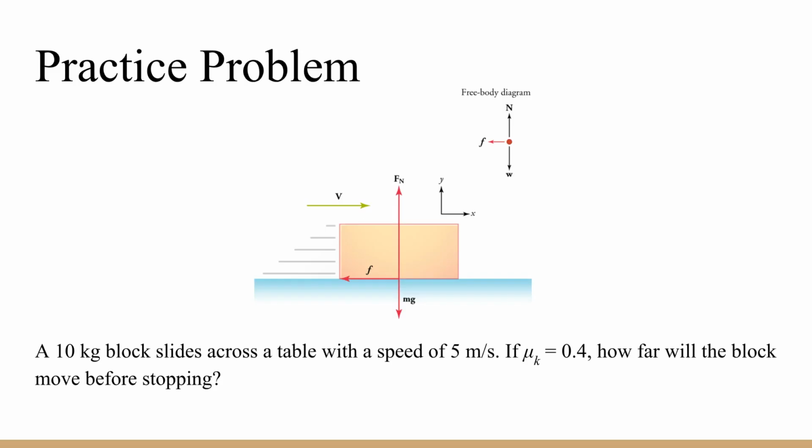A 10-kilogram block slides across the table with a speed of 5 meters per second. If mu k, that means coefficient of kinetic friction, is 0.4, how far will the block move before stopping? Okay, so they already gave us a free body diagram, so that's helpful. And we know v is equal to 5 meters per second.